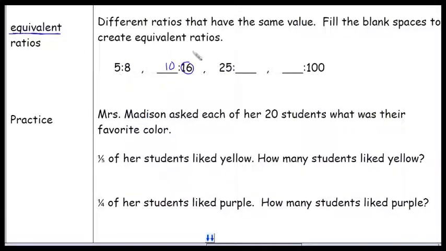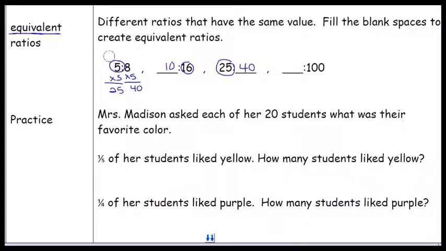This 5 right here, I know is the first number, and the first number over here is a 25. So what do I have to do to this 5 to make it a 25? I have to multiply by 5, right? And that gives me 25. That's where I got the 25. So if I do that to the first number, I gotta do it to the second number. So 8 times 5 will give me 40. So that's the 40 that goes right here.